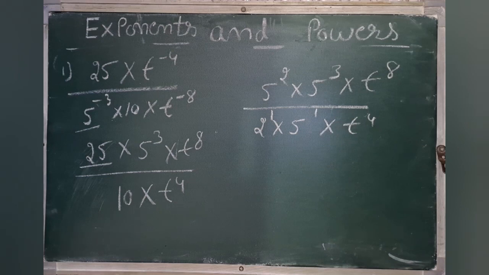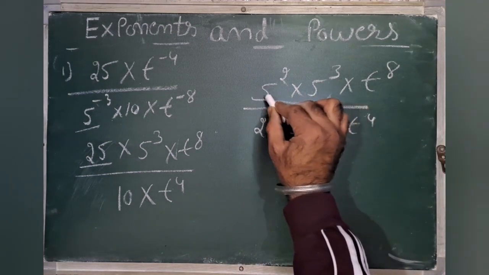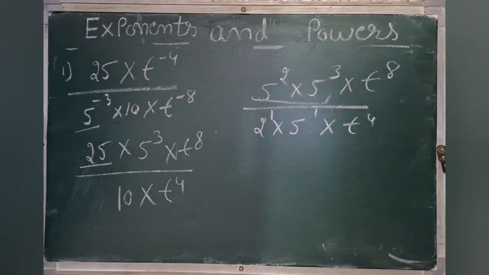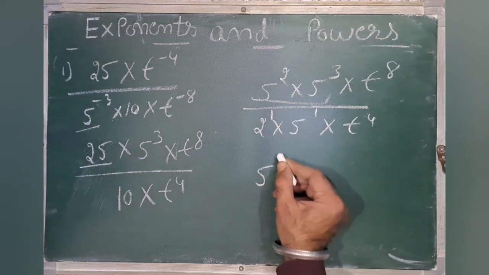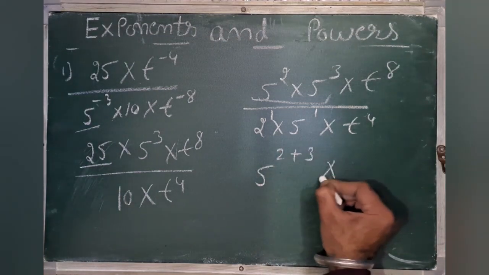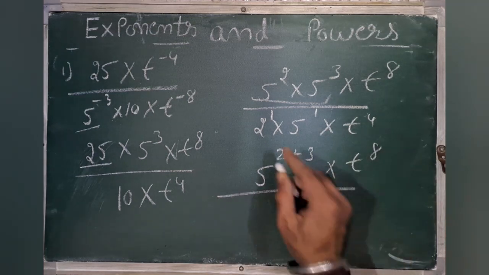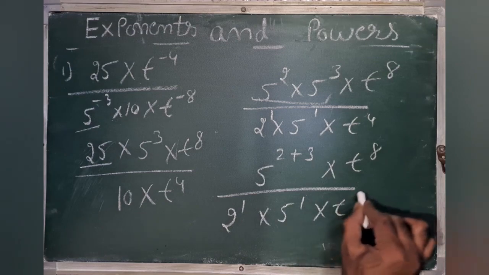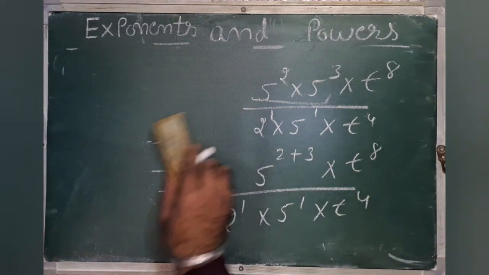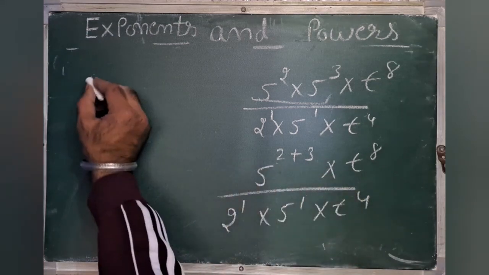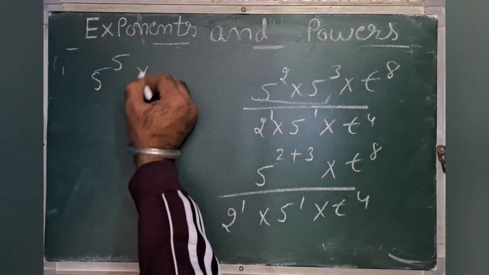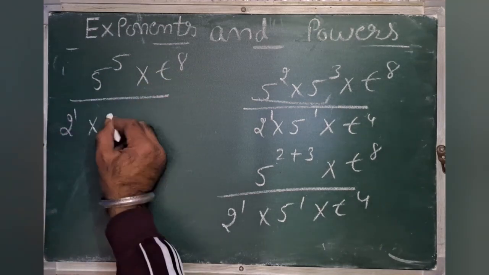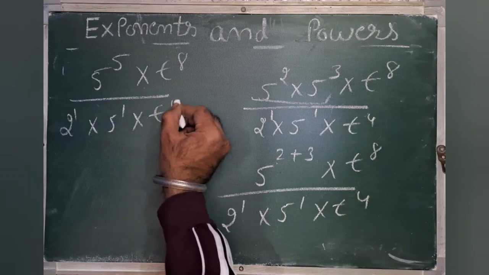What is the next step? So first check this base is same. So what do we do? A power m multiply a power n is a power m plus n. So 5 power 2 plus 3 multiply t power 8 upon 2 power 1, 5 power 1 multiply t power 4. Now next 2 plus 3, the power is 5 multiply t power 8 upon 2 power 1 multiply 5 power 1 multiply t power 4.